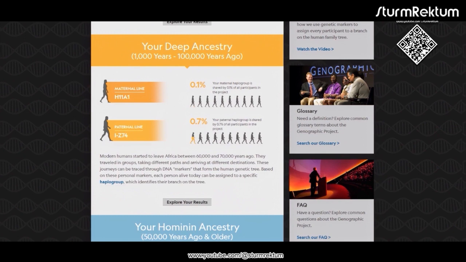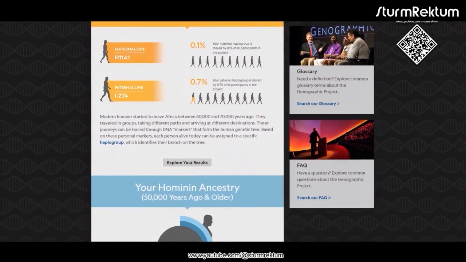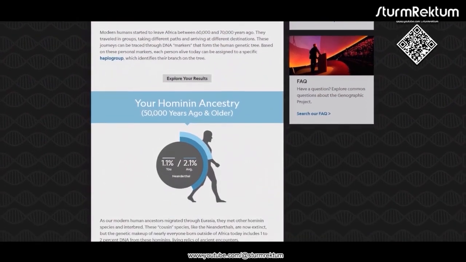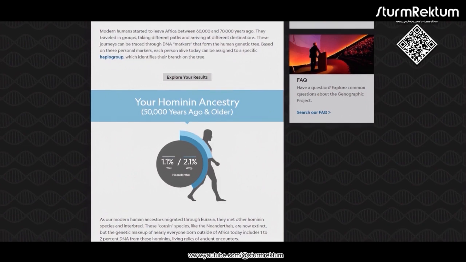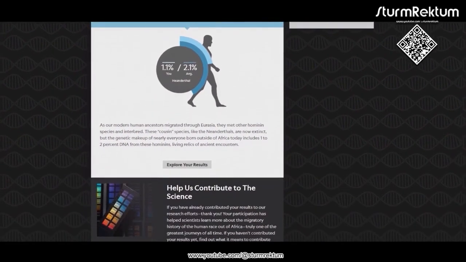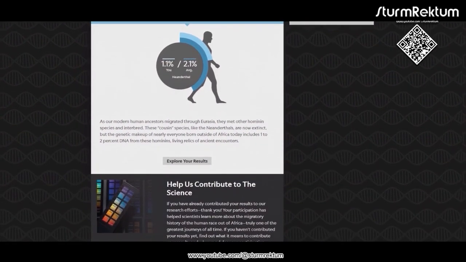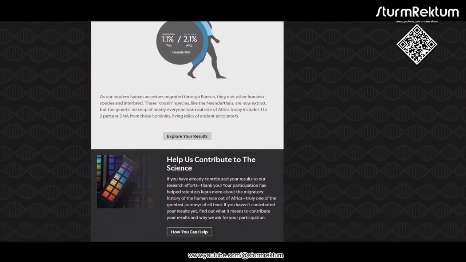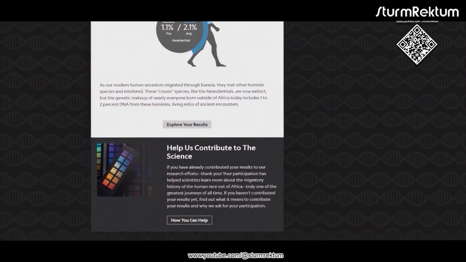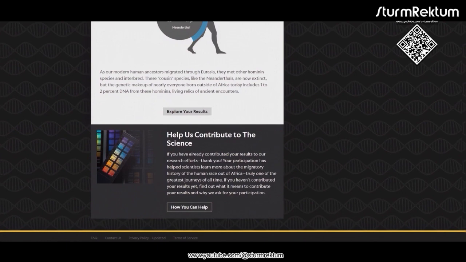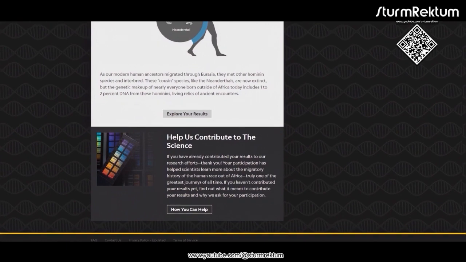1. Ancestry DNA testing. These tests provide information about an individual's ancestral origins, ethnicity, and migration patterns. They are based on the analysis of specific regions of the DNA called single nucleotide polymorphisms, SNPs, that are known to be associated with different population groups. Companies like 23andMe, AncestryDNA, and MyHeritage offer such tests.